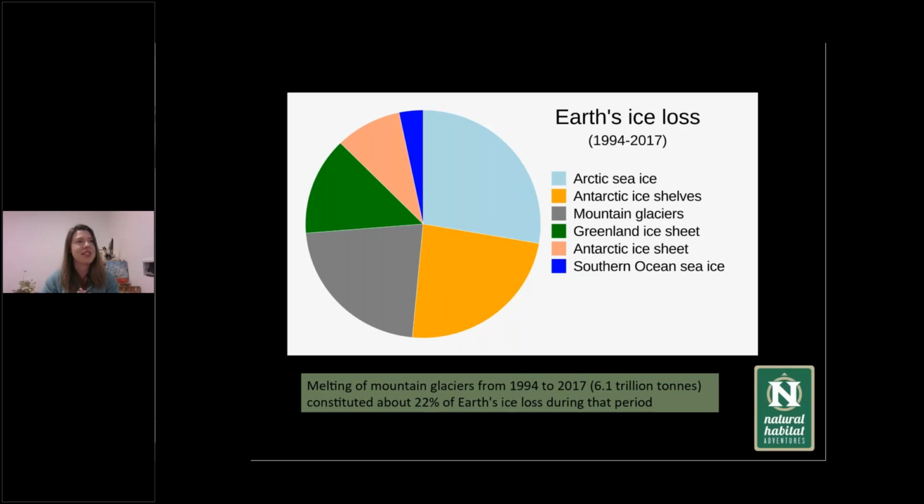Apart from our sea ice, you can see our Arctic sea ice is making up a huge percentage of our loss here. We're also seeing the glaciers are receding, as well as the ice sheets themselves. So in the past, oh gosh, 30 years, this is only up until 2017, we're seeing about 22% of Earth's ice lost during that period. That is huge numbers. This is not just a little bit of a difference. It really is quite a startling impact.